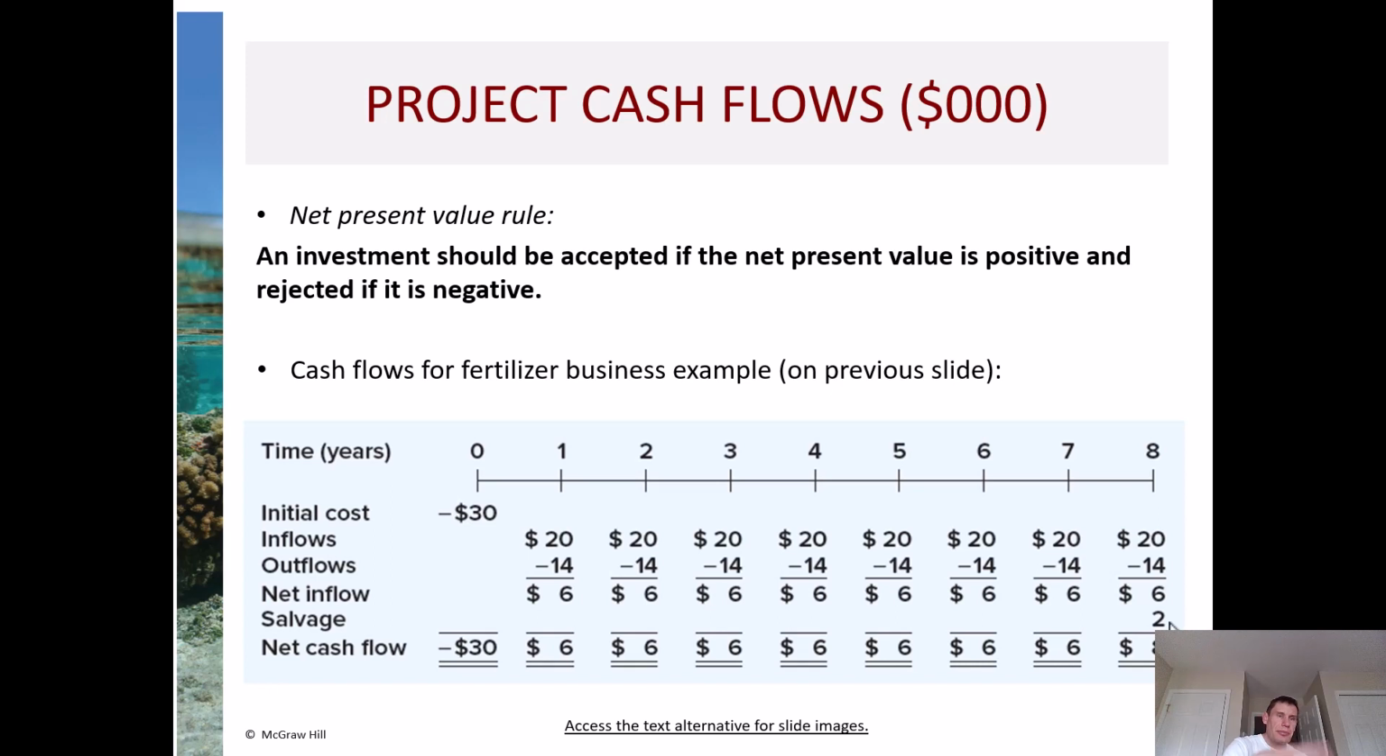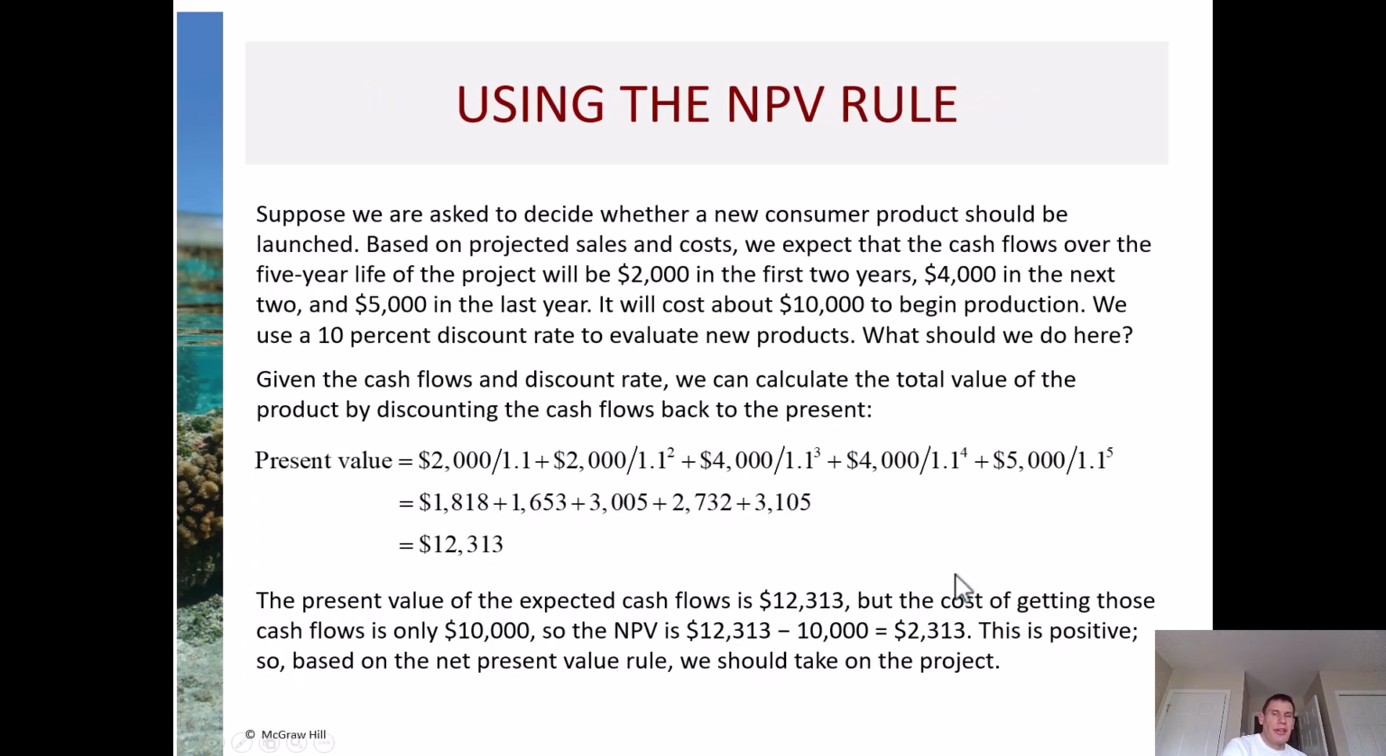So sometimes setting these things up as a timeline can be a little more helpful as far as your brain going, okay, yeah, that year we have this coming in, that going out. Next year this comes in, this goes out. So using what we call the NPV rule, suppose we're asked to decide whether a new consumer product should be launched.